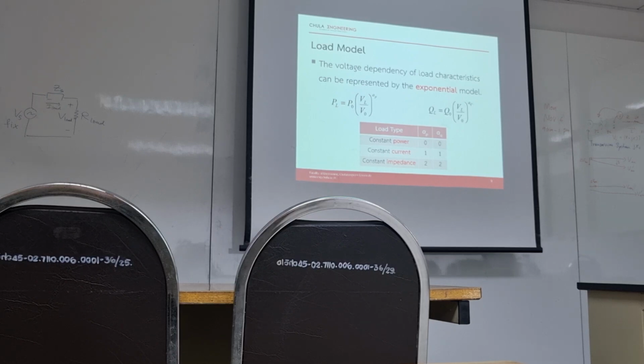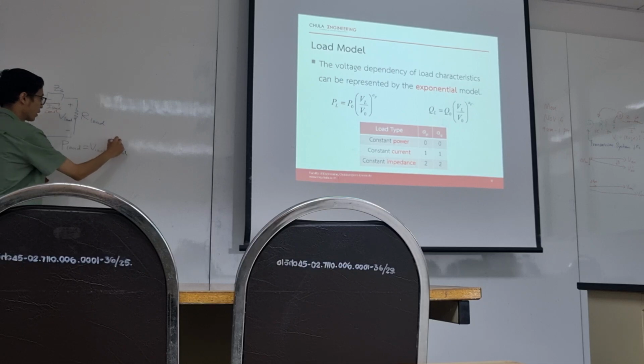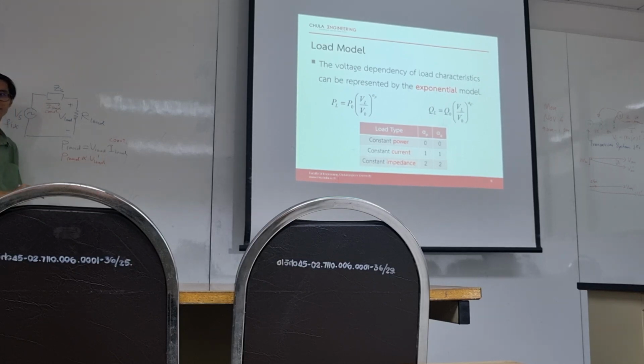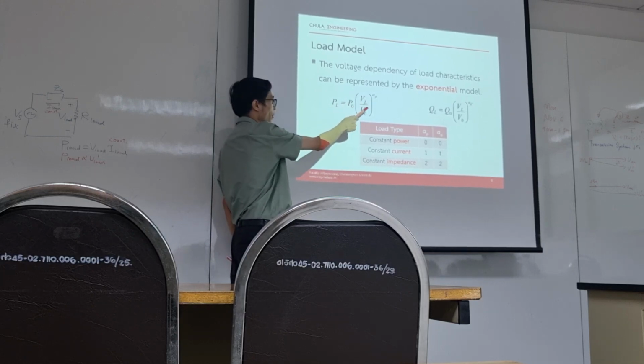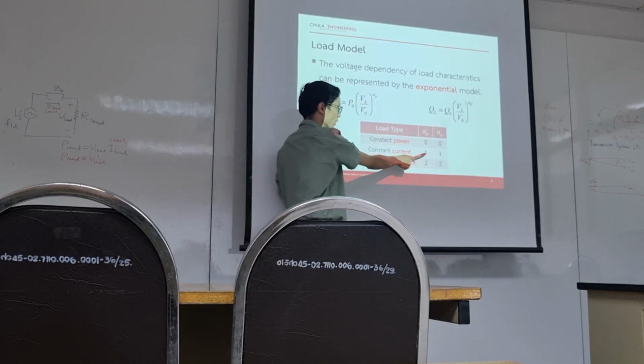When you have constant current flow, so P load equals V load times I load, okay? And then this current is constant. So P load will vary with voltage to the power of 1. Okay. So you can get the same: P load equals P0 times V load divided by V0, the power of AP is 1. This is constant current.